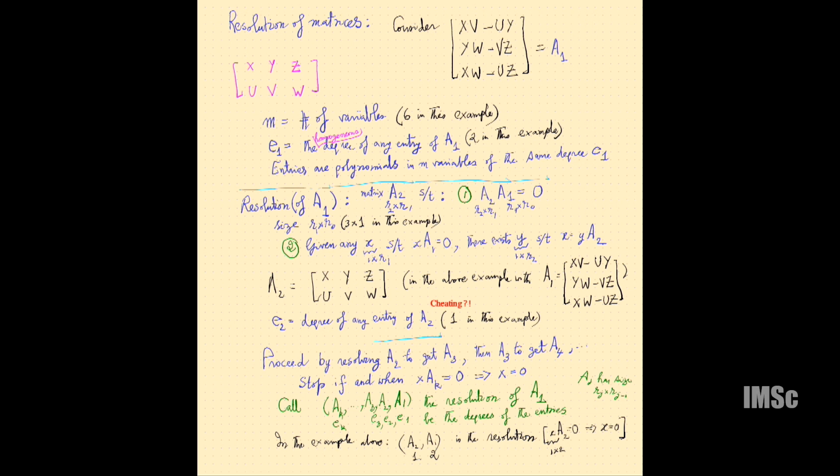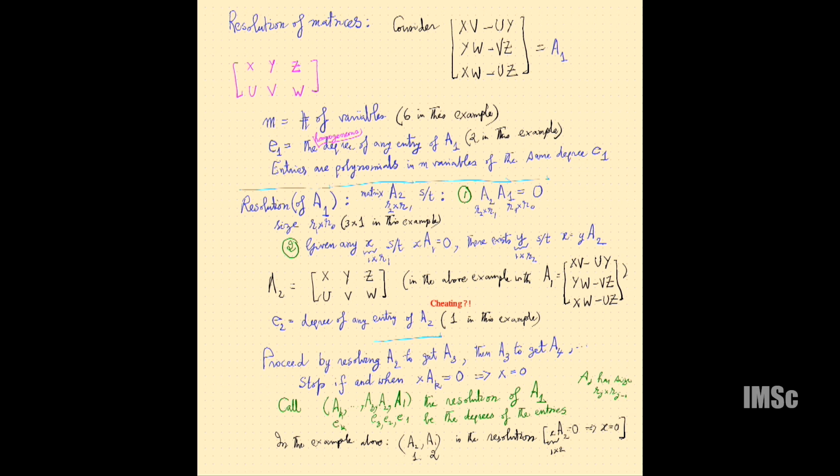So A2 must be R2 cross R1. This R1 is the same as this. The number of columns of A2 must be the number of rows of A1, and they must multiply to 0. And furthermore, this is the crucial condition. Suppose I have a 1 cross R1 matrix x of polynomials such that x times A1 equals 0, that's matrix multiplication. Then there exists a y such that x is given as y times A2. Okay?